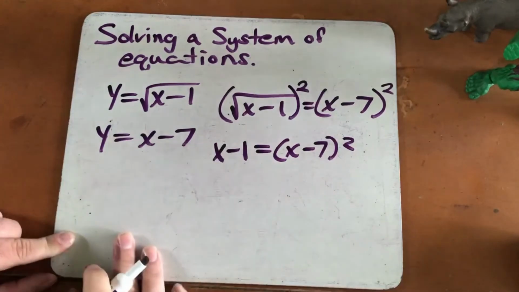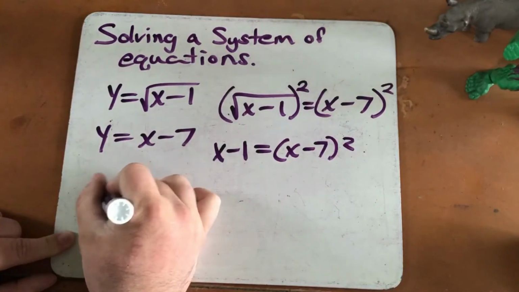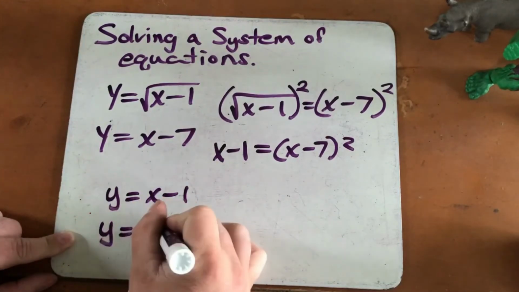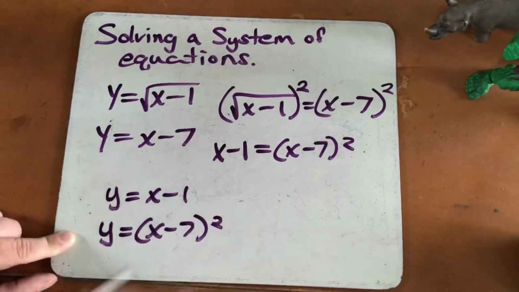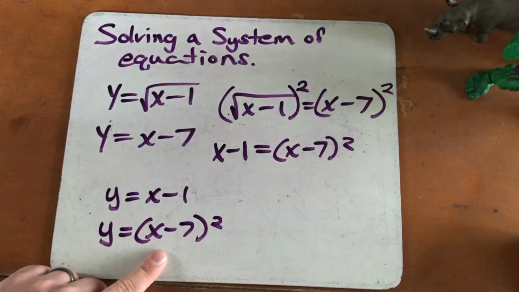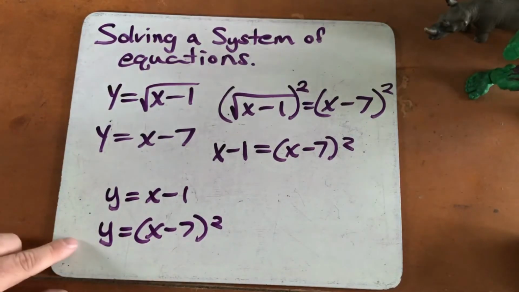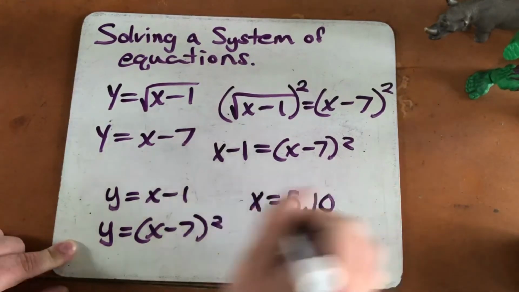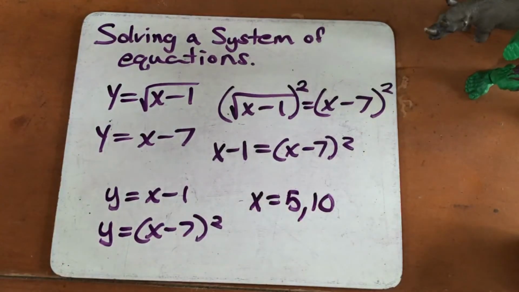Now, this is something I can type in Desmos and solve. So I'm going to do y equals x minus 1, and y equals parentheses x minus 7 squared. Now the reason is that since this is a quadratic, I'm going to have two answers. And I found out that x equals 5 and 10, and here that is on Desmos.